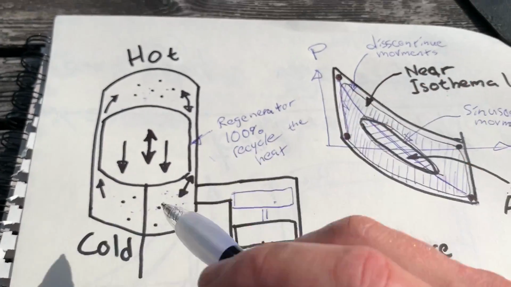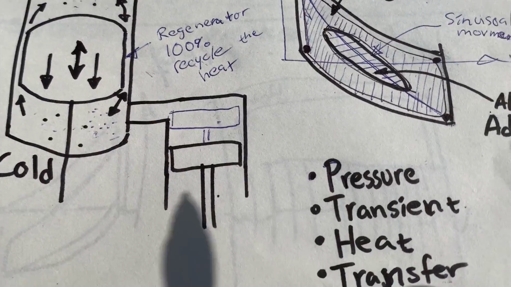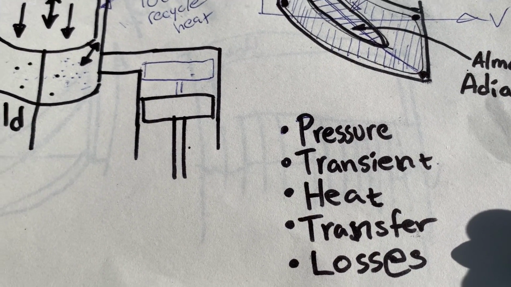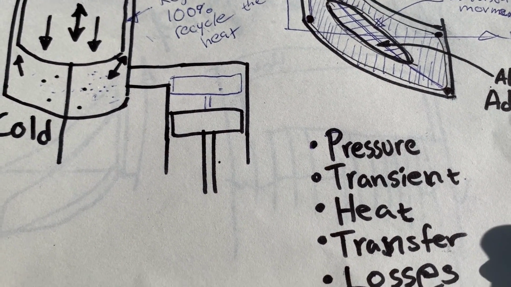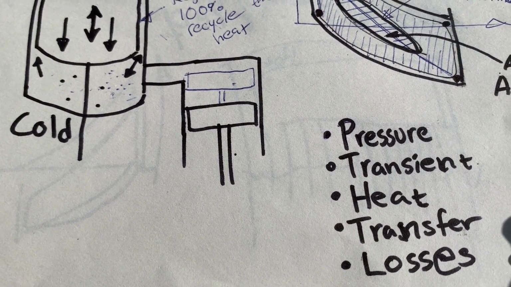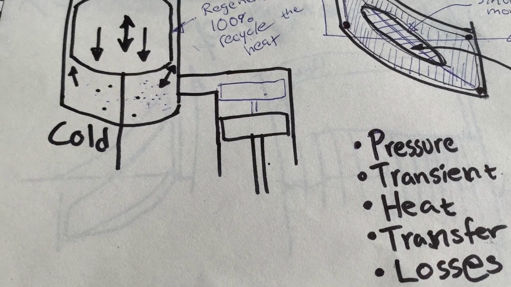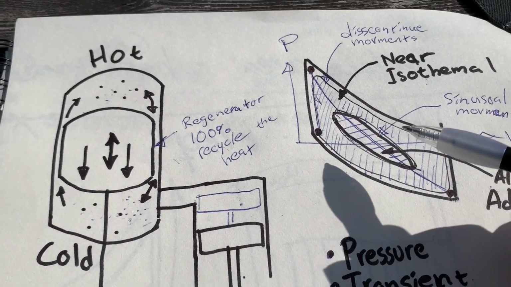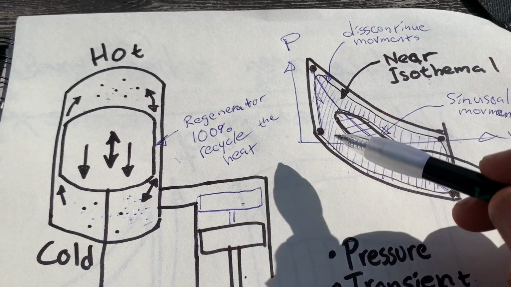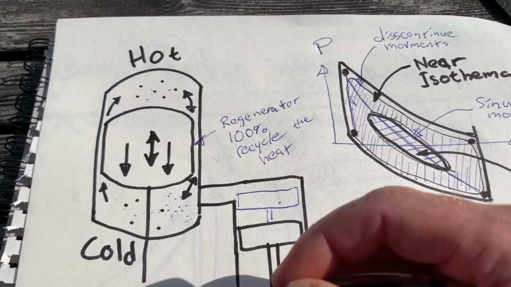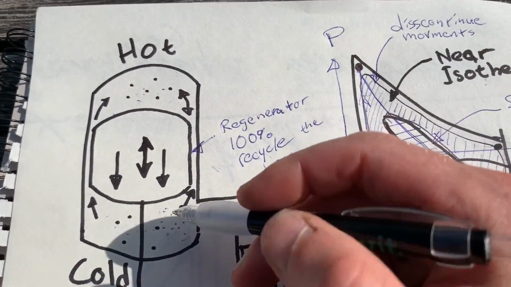The idea is that this problem with pressure transient heat transfer losses is actually a loss you cannot get rid of in Stirling engines. So because of these losses, I would argue that you want to extract all the area of the power before you move the displacer to another state.